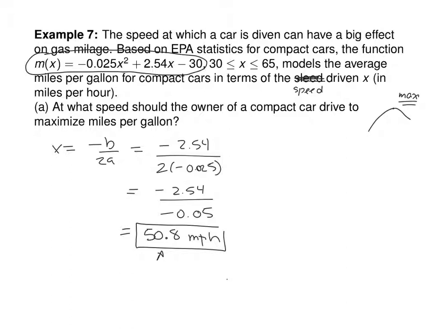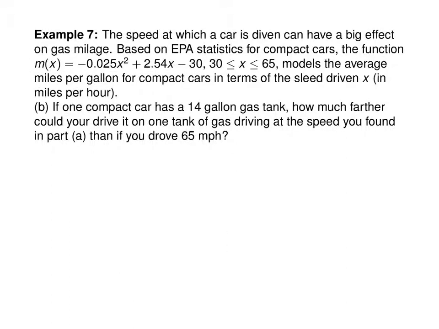Okay, and then the next question. When you plug x into this equation, it tells you how many miles per gallon you're going to get. So this tells you how fast you'd be going, but to figure out what your MPG was, you've got to actually plug that number in. Does that make sense? Okay, so the next question is, this compact car has a 14-gallon gas tank. How much farther are you going to be able to drive? So how many more miles are you going to get comparing this speed with the previous speed?